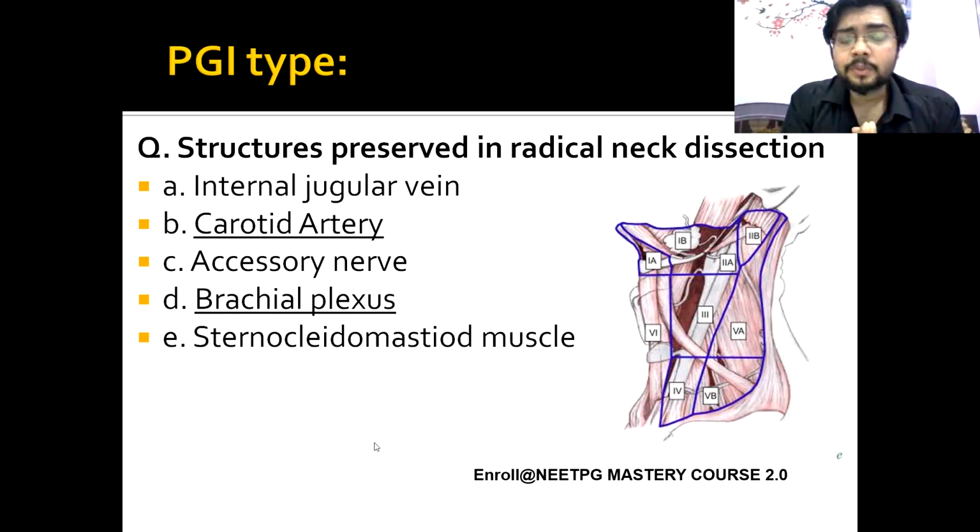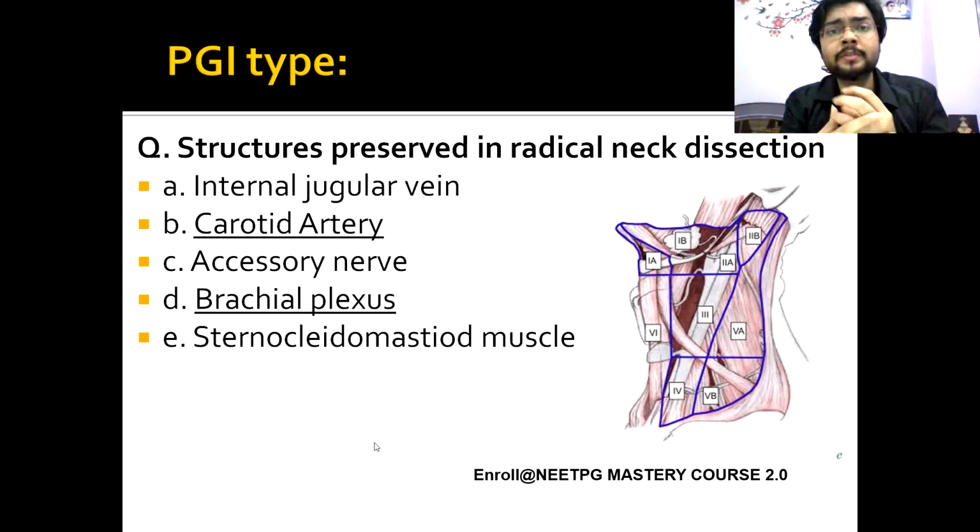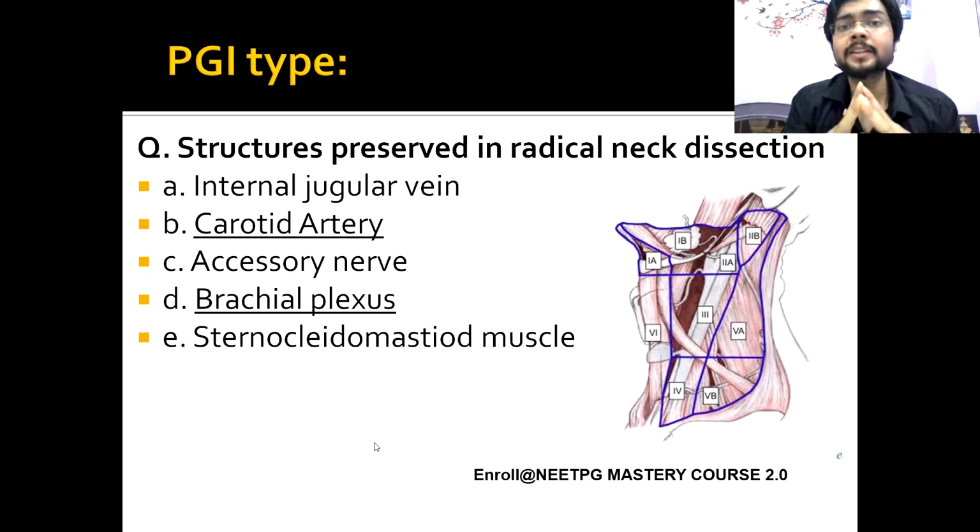Now this is a PGI type question, especially placed here because the topic is important. The question is: structures preserved in radical neck dissection. We will be moving around radical neck dissection, modified radical neck dissection, and selective neck dissection, because this topic is common for ENT as well as surgery, and they are going to ask something from this topic. So let us see what this question wants to ask. Here in radical neck dissection they are asking which structures are preserved. The first option is IJV, carotid artery, accessory nerve, brachial plexus, sternocleidomastoid muscle.